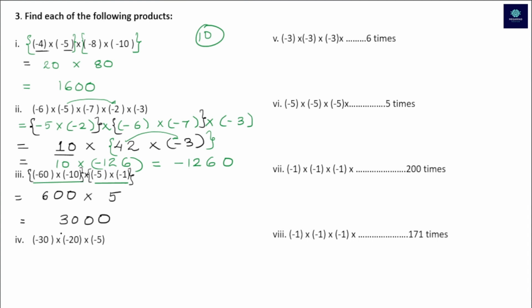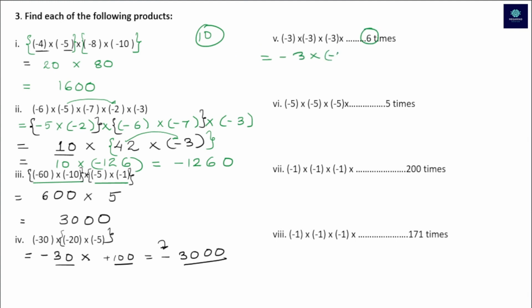It is 3000. Now the fourth question. So let us multiply these two first. So we get here minus 30 is multiplied with 20 into 5 is 100. Minus is plus. So it is just 100. And our answer will be minus 3000.